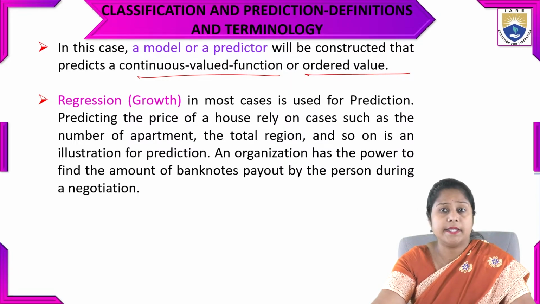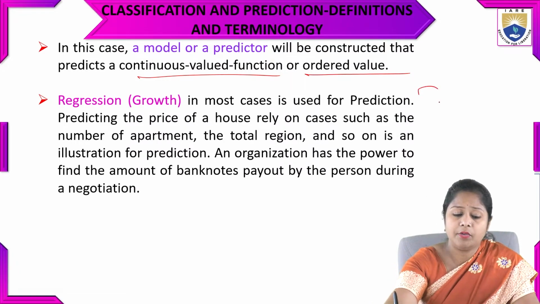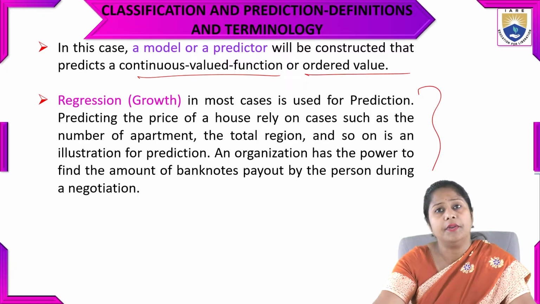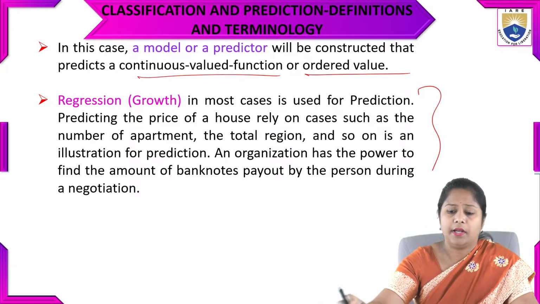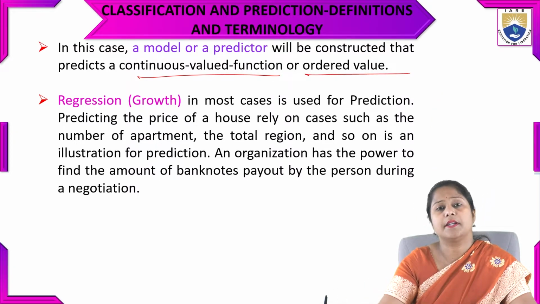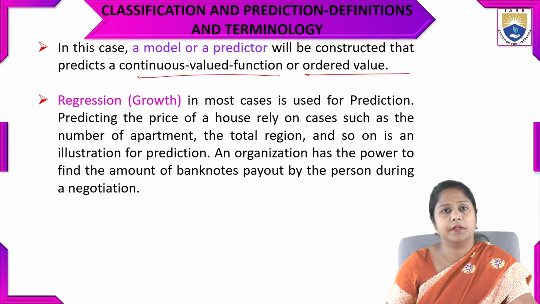So an organization has the power to find out the amount of banknotes paid out to a person during a negotiation. So these all involve regression, growth-type and prediction-type problems and solutions.